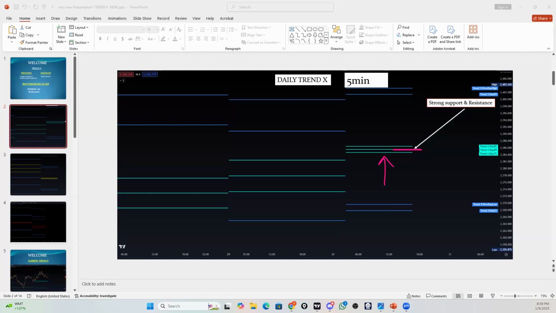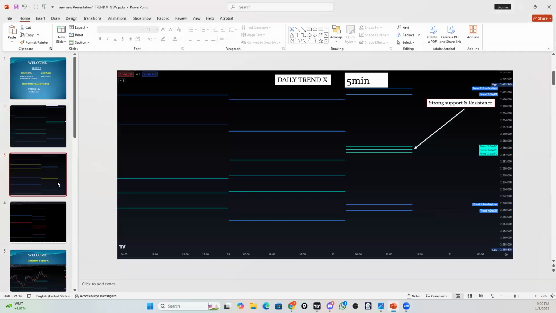The center one is the strong support and resistance. If the candles are above it, then it is strong support. If the candles are below this, then it is strong resistance. These are the resistance, and below we have support. We have S1, S2, and S3. In total we have 4 supports and 4 resistances: S1, S2, S3, and previous day low, and likewise resistance 1, 2, 3, and previous day high.